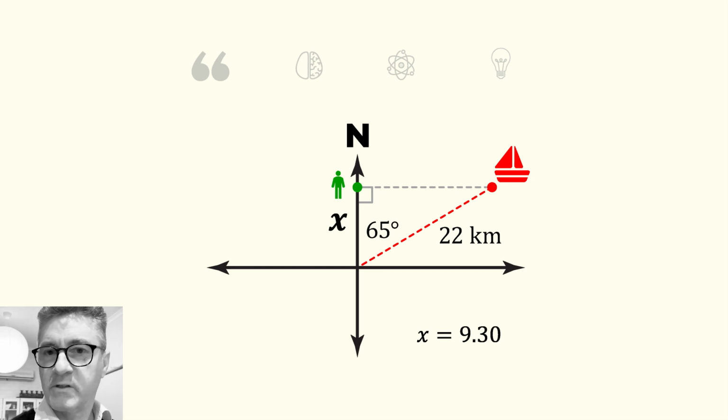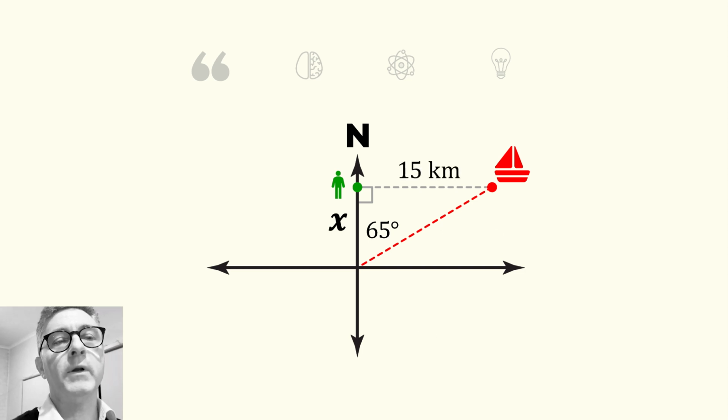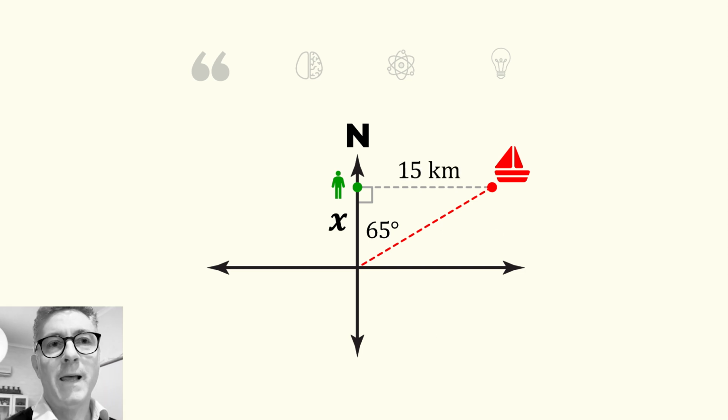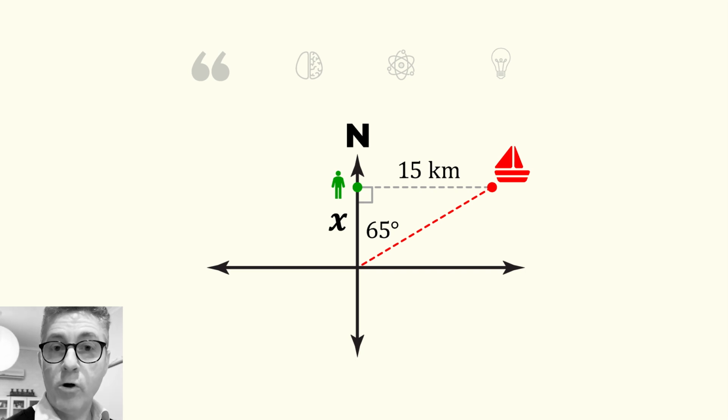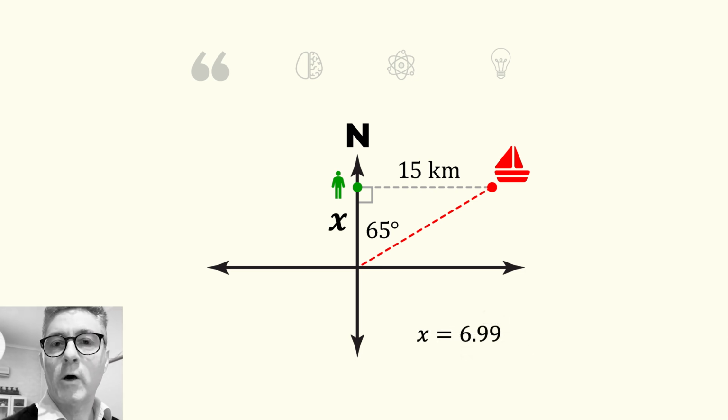There's another way, of course, to do the problem, and you could use the tan ratio and say, well, the ship is 15 kilometers east of the observer, and it's x kilometers north of the port. So 15 over x is tan 65. And if you follow that all through, you get x equals 6.99 kilometers. And this is the point that I started to have questions.